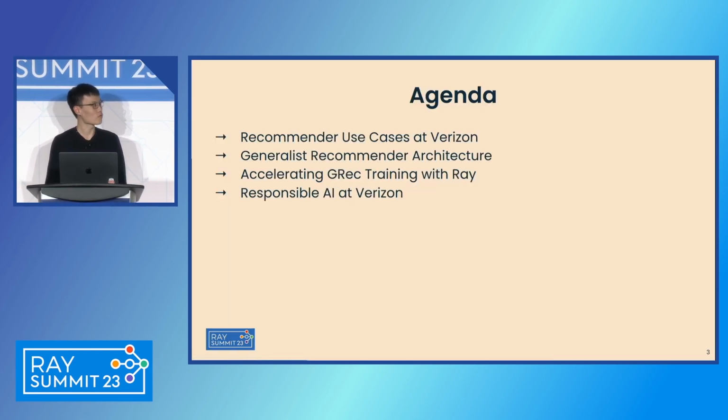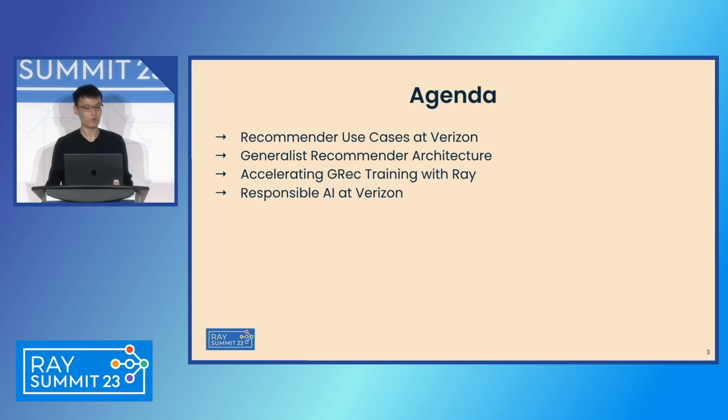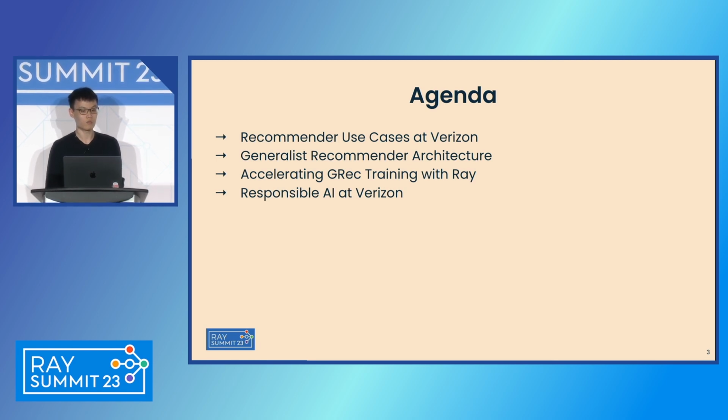So here's an overview of the agenda today. At first, we're going to talk about the different recommender use cases here at Verizon. Then we will talk about the new generative recommender architectures Verizon has been using in production. We're also going to talk about how we accelerate our GR model training with the help of Ray. And at last, Mike will talk about the responsible AI practice here at Verizon.